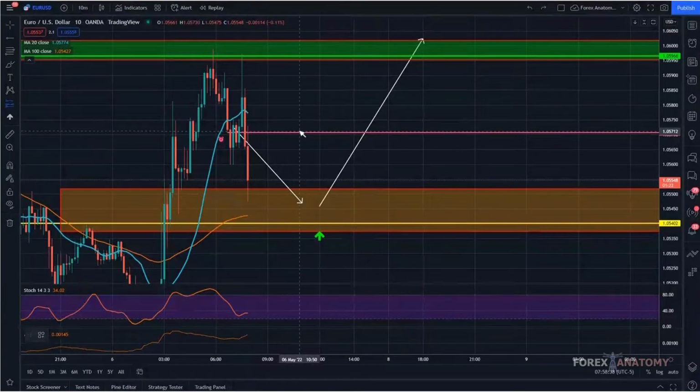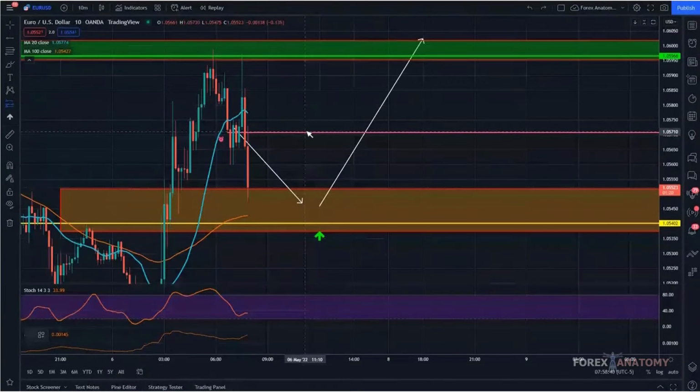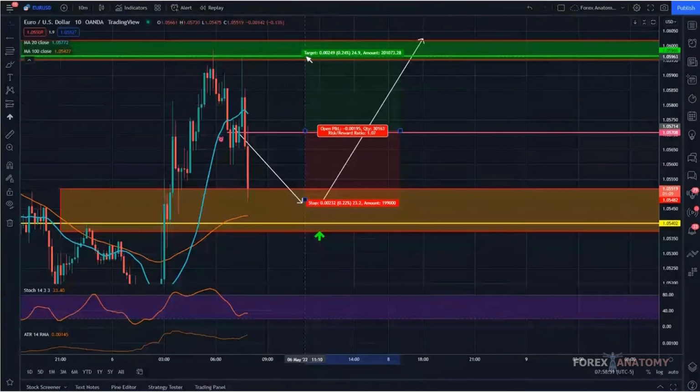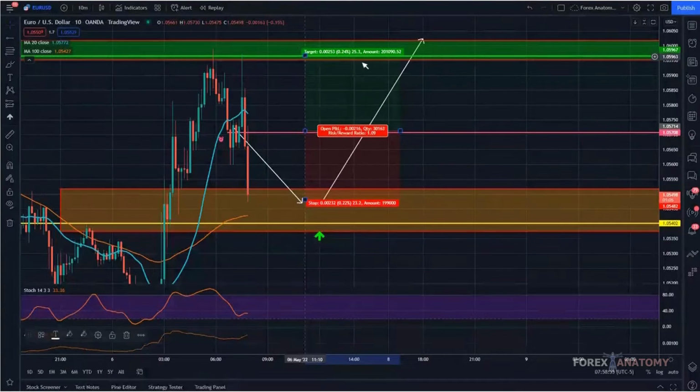All right. So then what we can do right now is also prepare for a potential long position if we do see a break and a retest. So let's assume that we're going to enter our trade right around here, and our target will be somewhere right around here, right before this institutional level of 1.06. But that gives us a 1-to-1 reward to risk ratio.